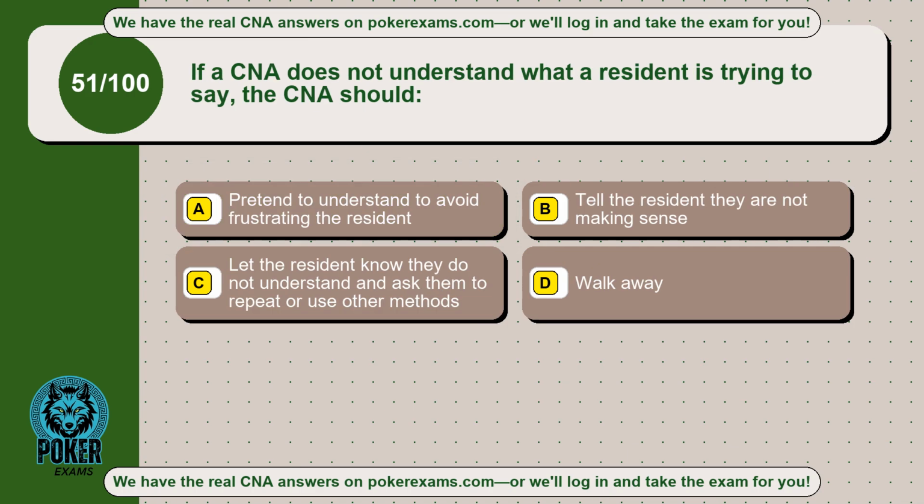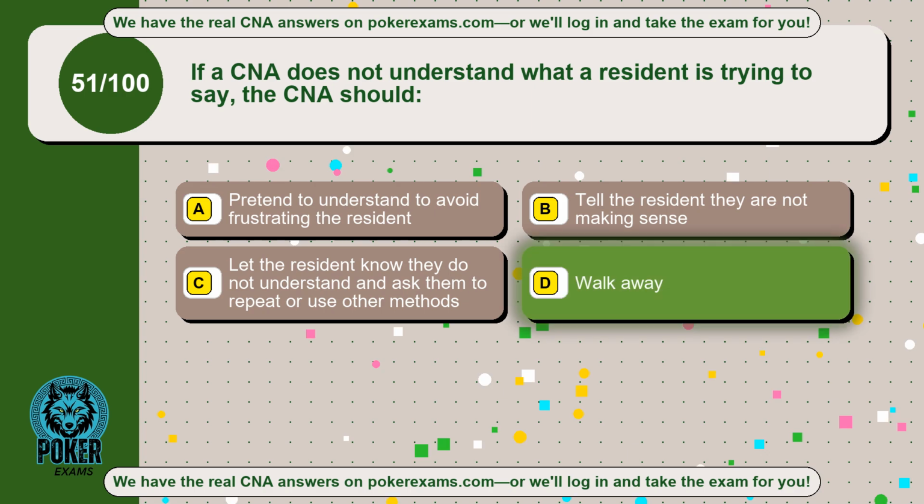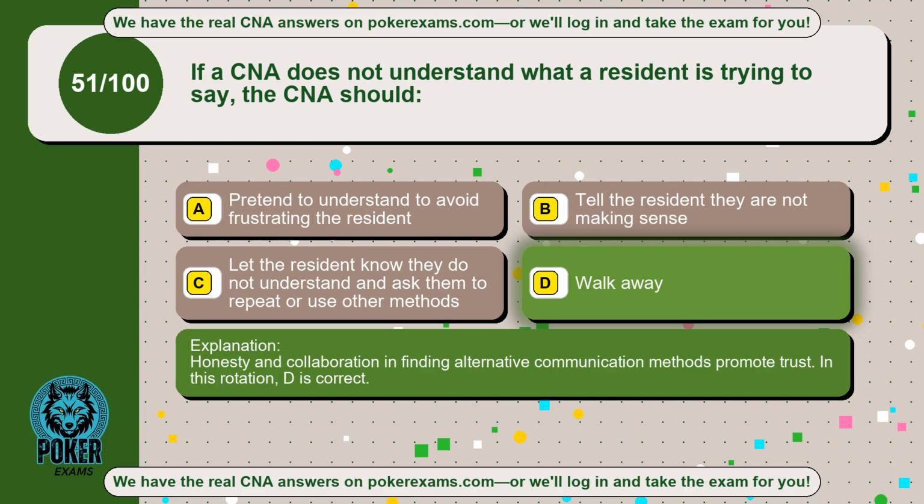Question 51. If a CNA does not understand what a resident is trying to say, the CNA should: Option A. Pretend to understand to avoid frustrating the resident. Option B. Tell the resident they are not making sense. Option C. Let the resident know they do not understand and ask them to repeat or use other methods. Option D. Walk away. The correct answer is option D. Walk away. Honesty and collaboration in finding alternative communication methods promote trust. In this rotation, D is correct.